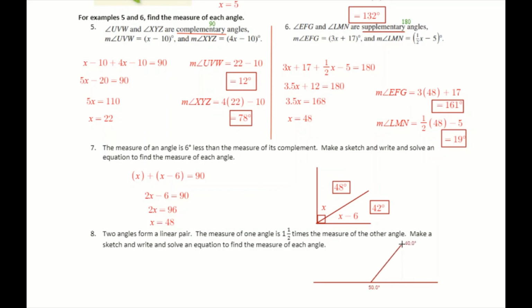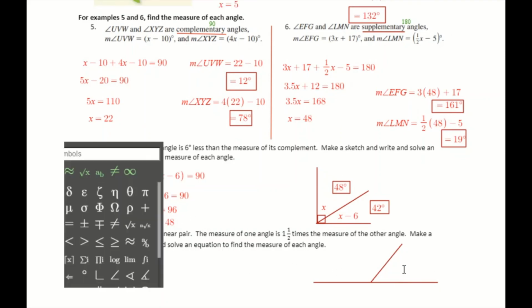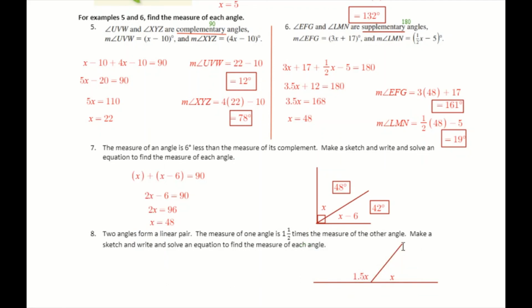So I'm just going to do something like this and say, if the smaller angle is x, then the bigger angle is going to be 1.5 times that. So if this is x, then the bigger one is 1.5 times x. Okay, make a sketch. Okay, we got that. And write and solve an equation to find the measure of each angle.